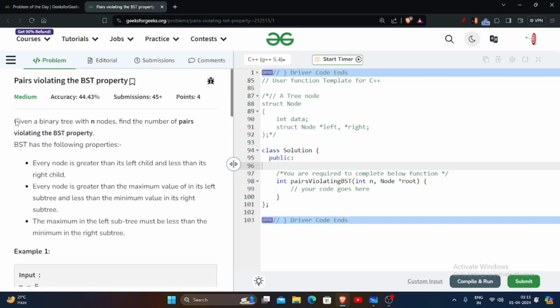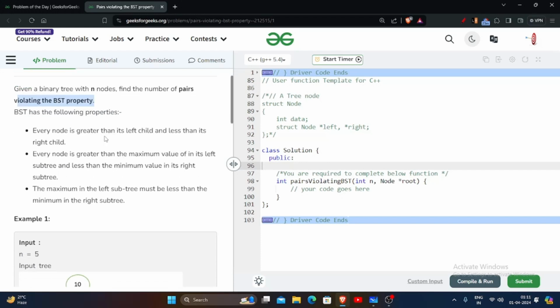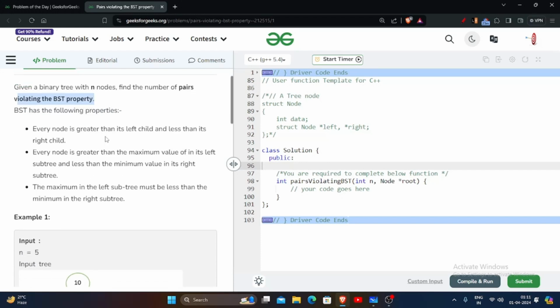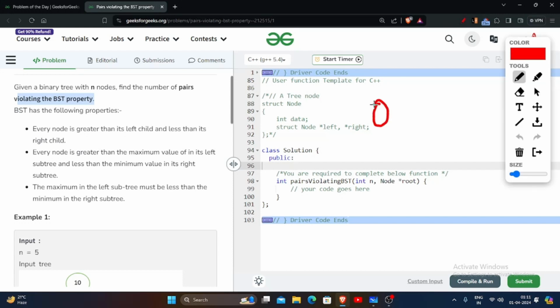It says that we are given a binary tree with n nodes, and we need to find the number of pairs violating the BST property. For the past 2 days, if you are watching my videos, I've already taught you what a BST is. BST is like a binary tree which has at most 0, 1 or 2 children.